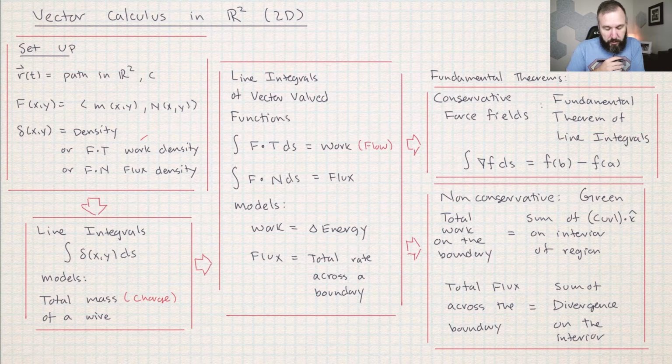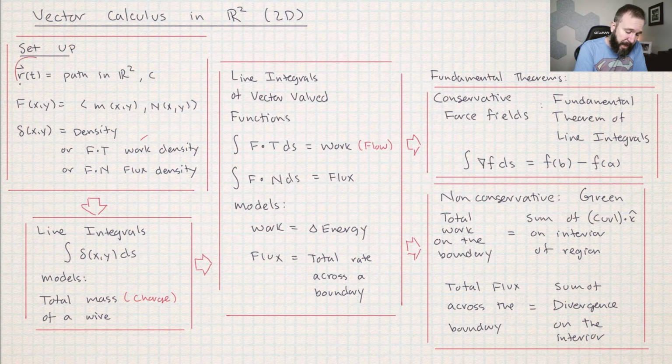Classes on vector calculus are usually broken up. So there's usually the first little unit you do in 2 dimensions, and then the second half of it you do in 3 dimensions. So let's go over the content for objects in 2 dimensions first. The setup is always the same.